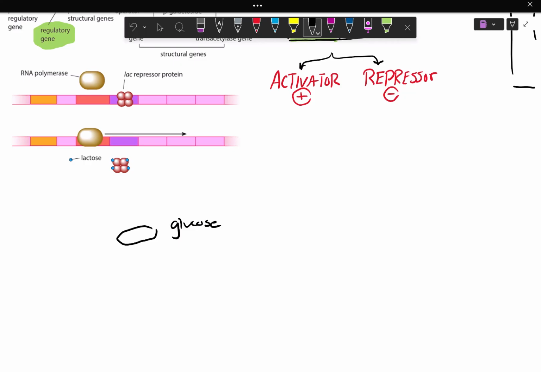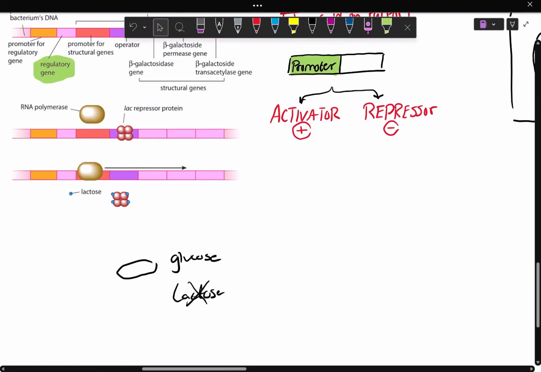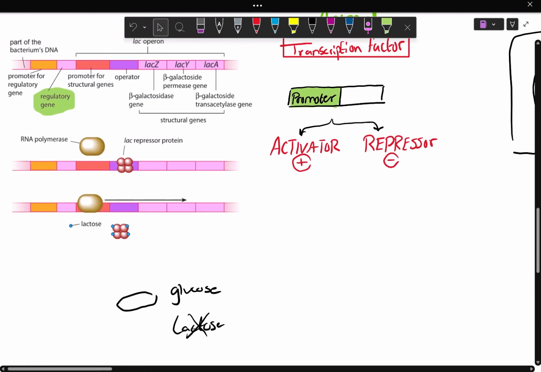So as long as there is glucose in the medium, we do not use lactose, obviously. So we do not need any proteins that use up lactose. We do not need the enzyme that breaks down lactose, or the protein that makes the lactose enter the cell. We do not need those. So as long as there is no lactose in the environment, this lac operon is repressed. It is not active.